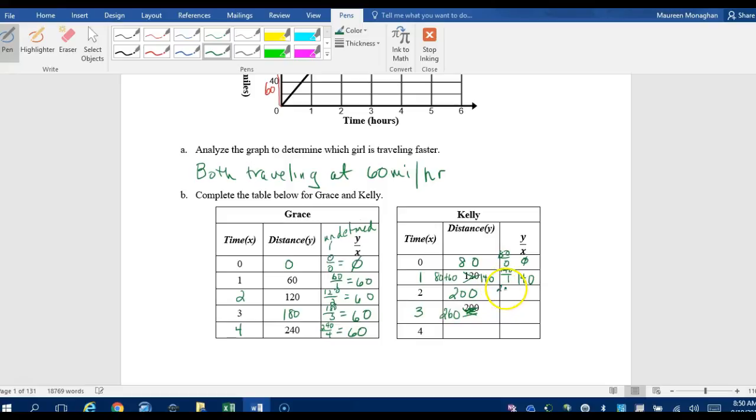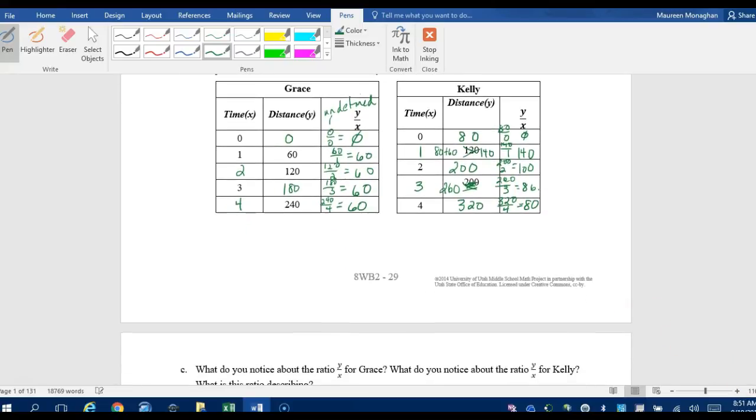So here we have 200 over 2, and that's going to be 100. This is 260 over 3, and that's going to be 86 point something. And then at 4, so we could do 4 times 60 is 240 plus the 80 should be 320. So 320 over 4 is going to be 80. Alright, let's continue on here.